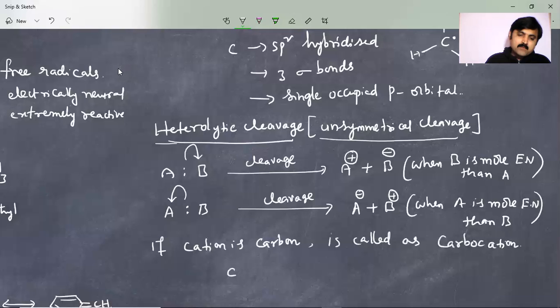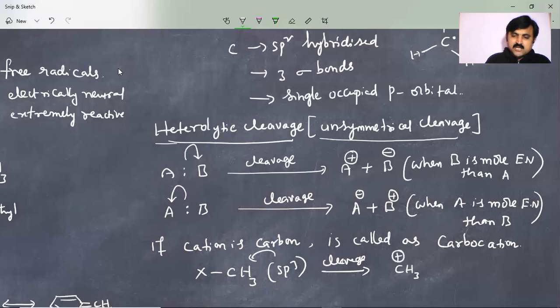In a carbon compound like CH3X, suppose CH3X is there. In this, carbon is sp3 hybridized. After the cleavage, what we have noticed is that carbon becomes positively charged because the more electronegative X is attached to it. After the cleavage, the X becomes negative and carbon becomes positive. In that case, the carbon is said to be sp2 hybridized.